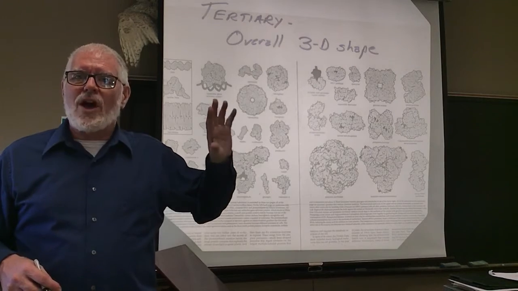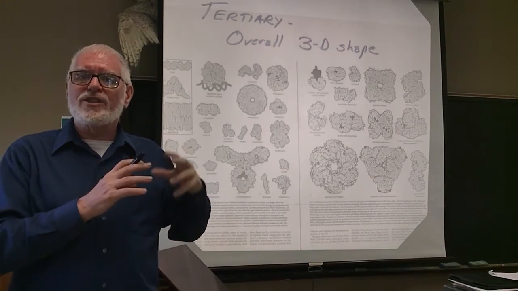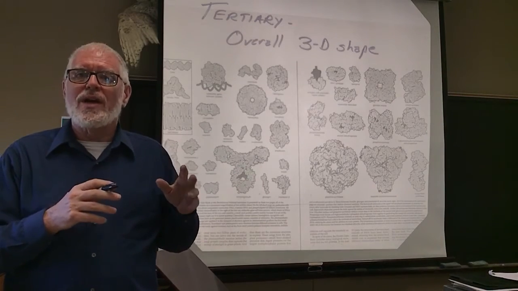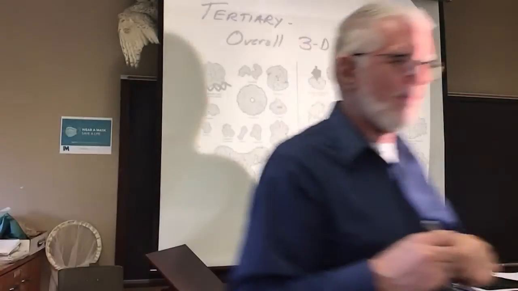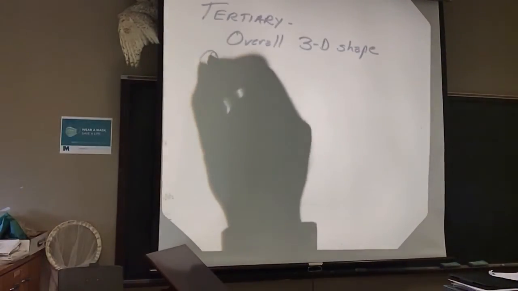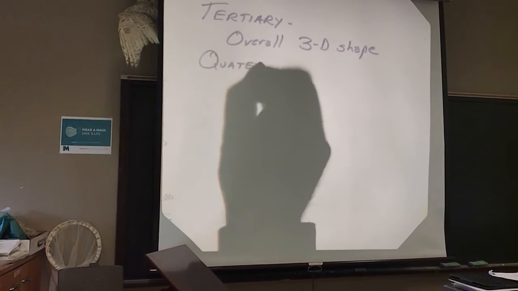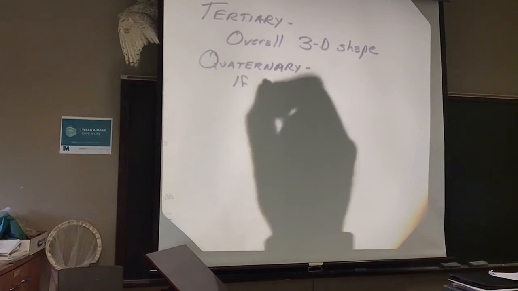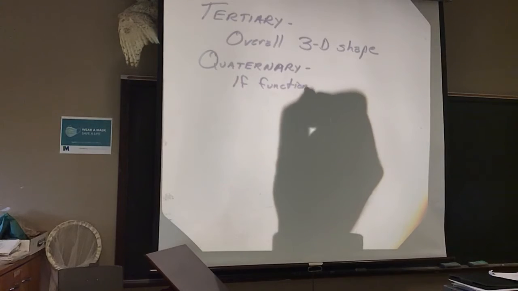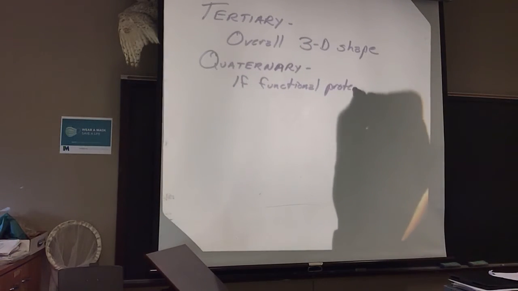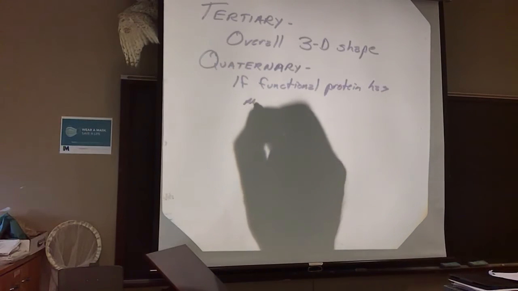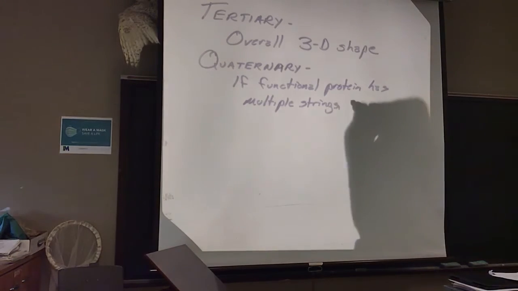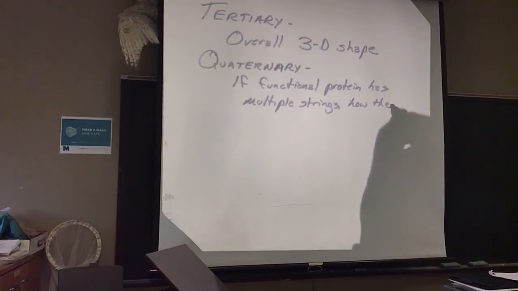Now, some of these, I'm not entirely sure which ones because you can't tell looking at the outside, are more than one string. The functional three-dimensional shape actually has multiple strings in it. If that's true, you've got the fourth level of structure, and that's quaternary. So if the functional protein has multiple strings, how they fit together is the quaternary structure.